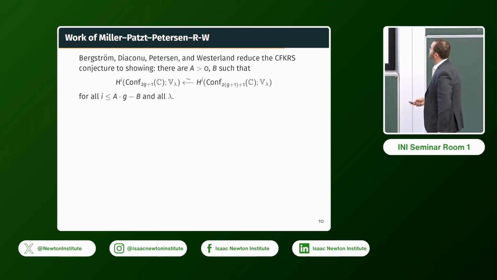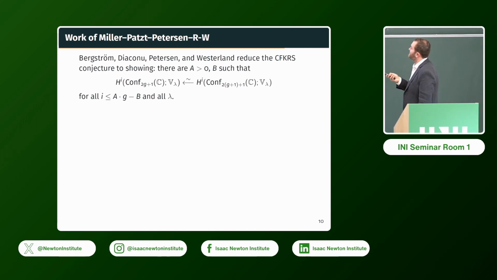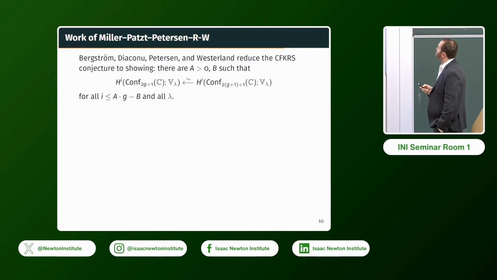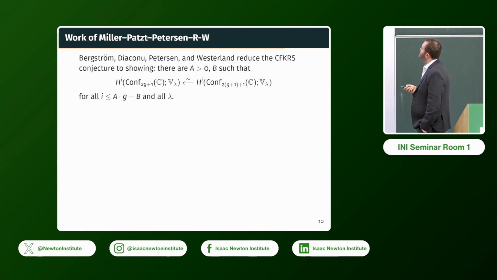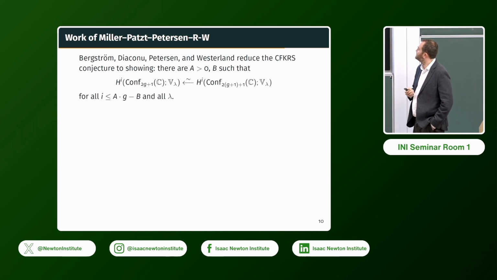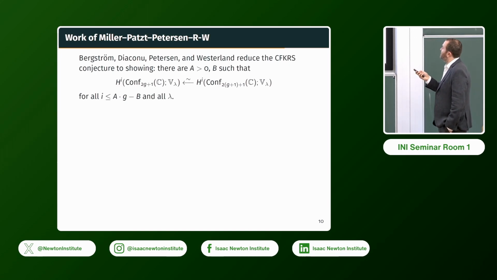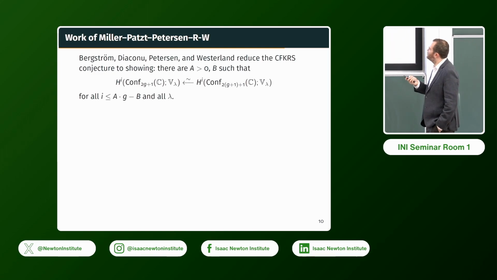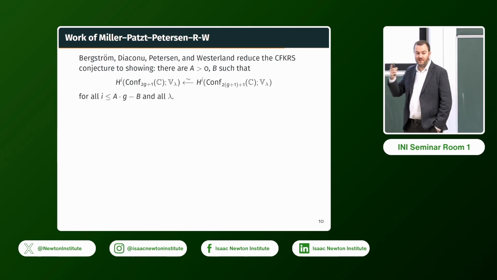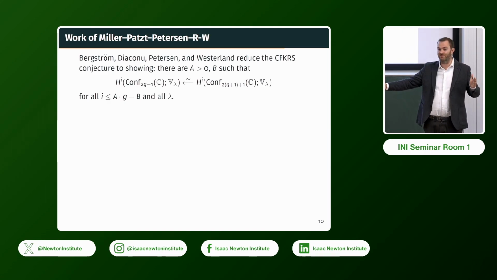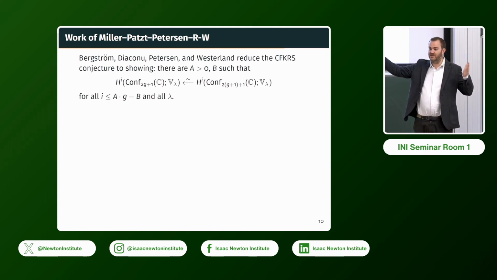So as I said, they reduced this conjecture to showing that there are numbers a and b such that the cohomology of these configuration spaces with V_lambda coefficients are independent of g in a regime that grows like a times g minus b. And the crucial thing is that you have to have the same a and b for all lambda. Because you don't really want to apply it to V_lambda. You want to apply it to this thing, which was the exterior algebra of V to the rth tensor power. And that contains, roughly speaking, all V_lambdas.